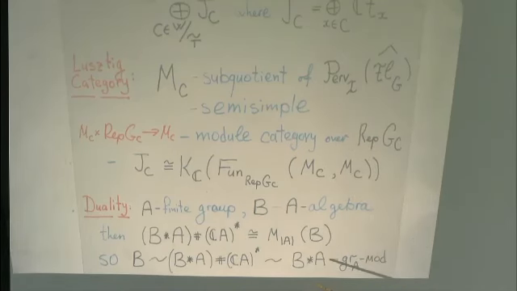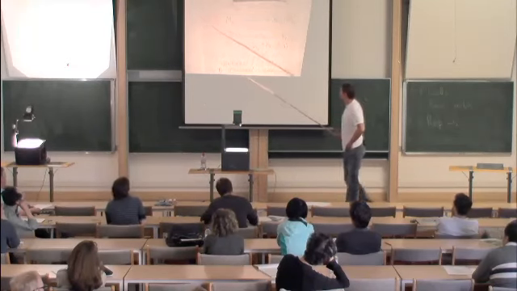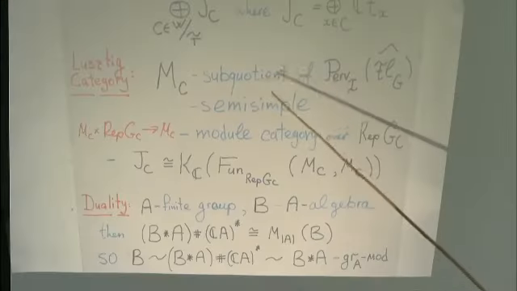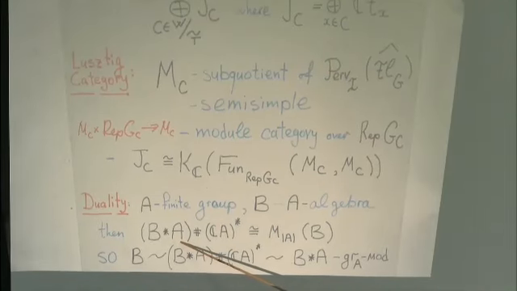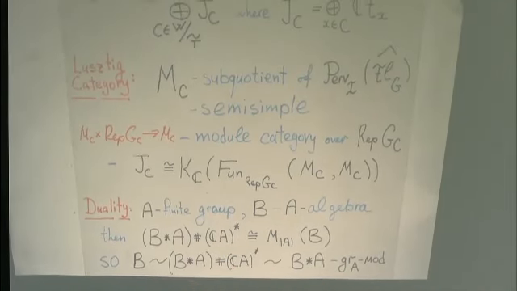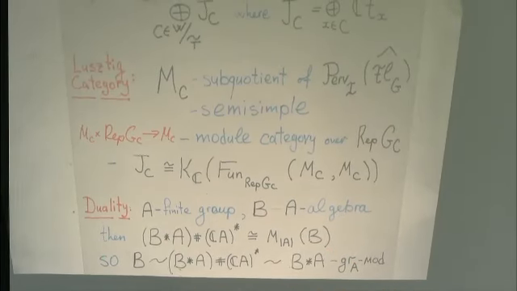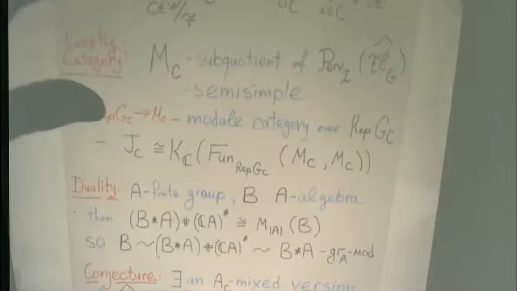Somehow in reduced enveloping algebras, or inside this category, it appears via B. But inside this category MC, it appears via B star A. So somehow, to prove that they're equivalent, one has to establish some sort of duality, and that's my final conjecture.